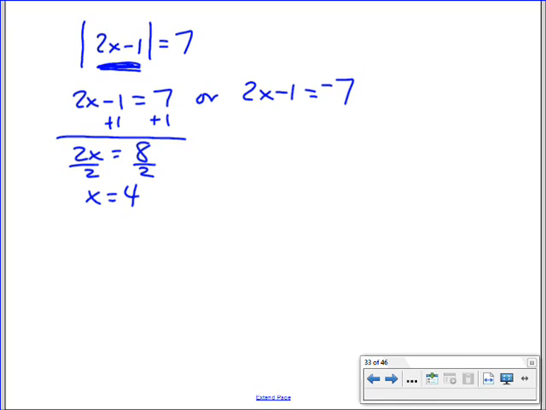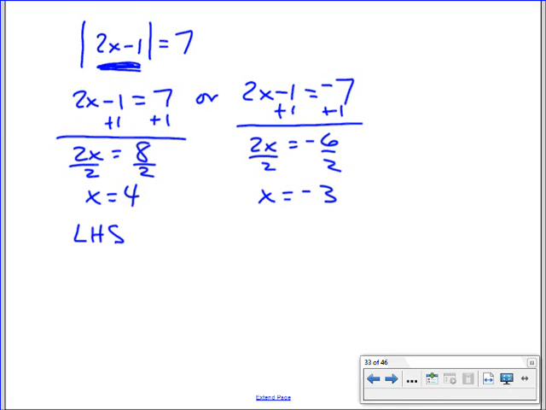Or, add 1 to both sides here. We get 2x equals negative 6. Divide both sides by 2, we get x equals negative 3. Now, let's see if this makes sense. On the left-hand side, if we use 4, we have the absolute value of 2 times 4 minus 1, which is the absolute value of 8 minus 1, which is the absolute value of 7, which is 7. So you should see that 4 actually does work.